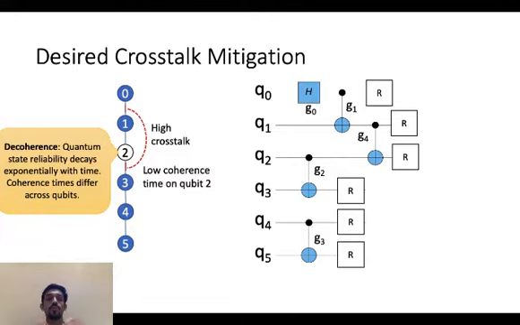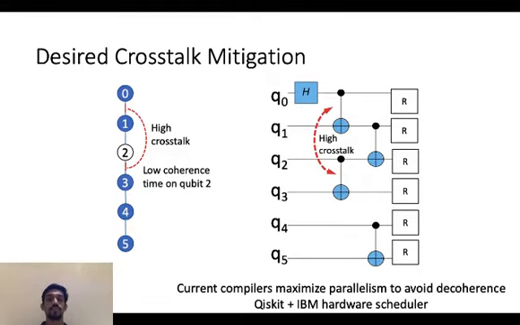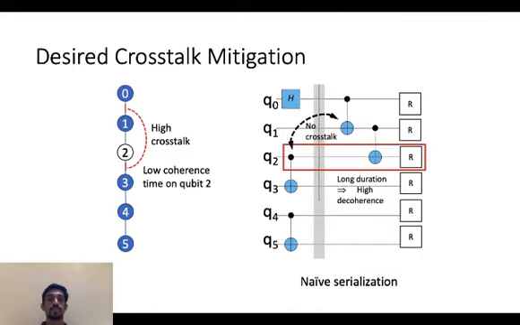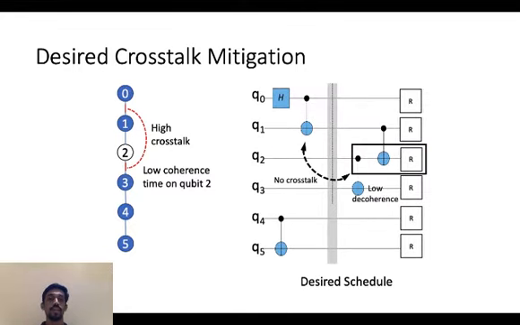So when we execute the program on the right, as it is, using current compilers, this program incurs high crosstalk because the two gates run in parallel. We can avoid this crosstalk if we serialize these two instructions by inserting a barrier. But if we naively serialize the instructions, then qubit 2 has a long wait time because of the serialization, and this can worsen the decoherence errors on this qubit. So what we really want is an intelligent serialization like this, which minimizes both the effects of crosstalk and decoherence.